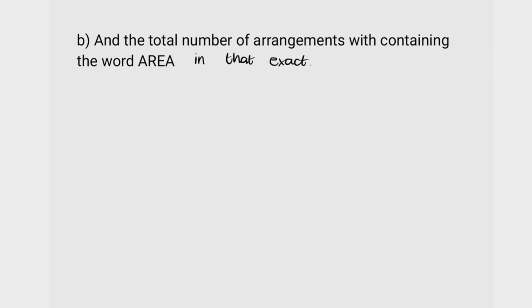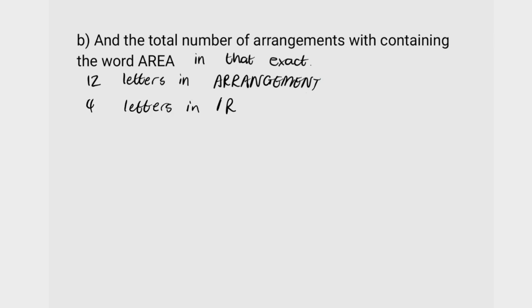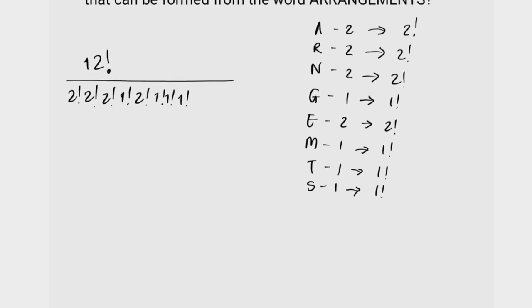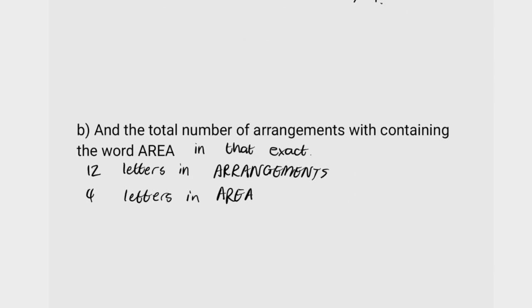Okay, I hope you've tried it out yourself. Let's begin. We're going to first note that there are 12 letters in the word arrangement, and there are 4 letters in the word area. We're going to do what we did in the first example. Firstly, we're going to find the number, ignoring the fact that there are repetitions. Oh, did I say arrangement or arrangements in the previous one? Arrangements. Let's just count: 1, 2, 3, 4, 5, 6, 7, 8, 9, 10, 11, 12. Yes, there's 12 in arrangements.